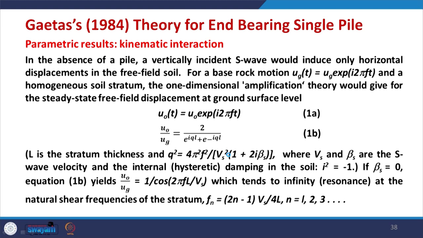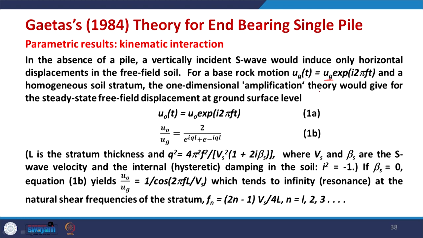What is equation number 1? First of all, for a base rock motion, U_g(t) is equal to U_g exp(i 2 pi f t), where f is the frequency of excitation. U_g(t) is time varying and U_g is its amplitude. And this U_g is your applied amplitude.